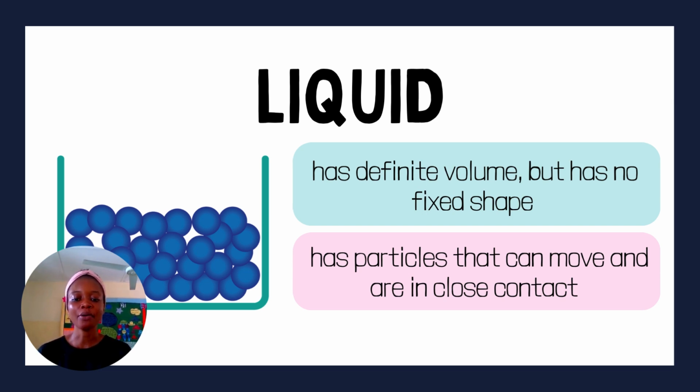Now, when we were talking about solids, we said the particles are closely packed together and do not move. But in this case, they are in close contact, but in a way that they can easily move around, and they have a definite volume but not a fixed shape. Liquids take the shape of whatever container they are put into.